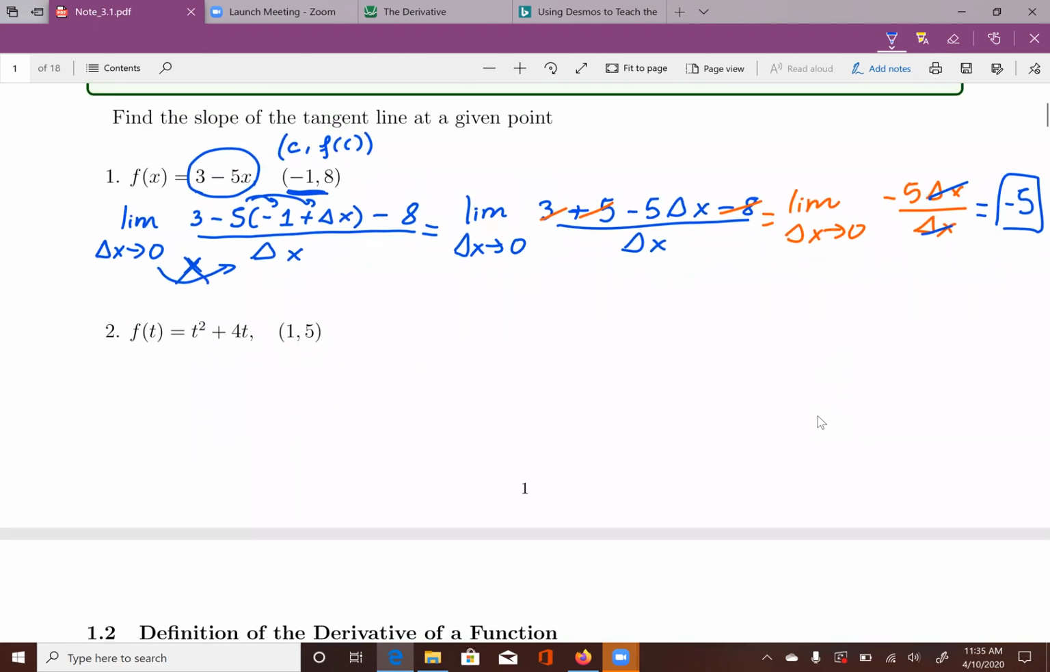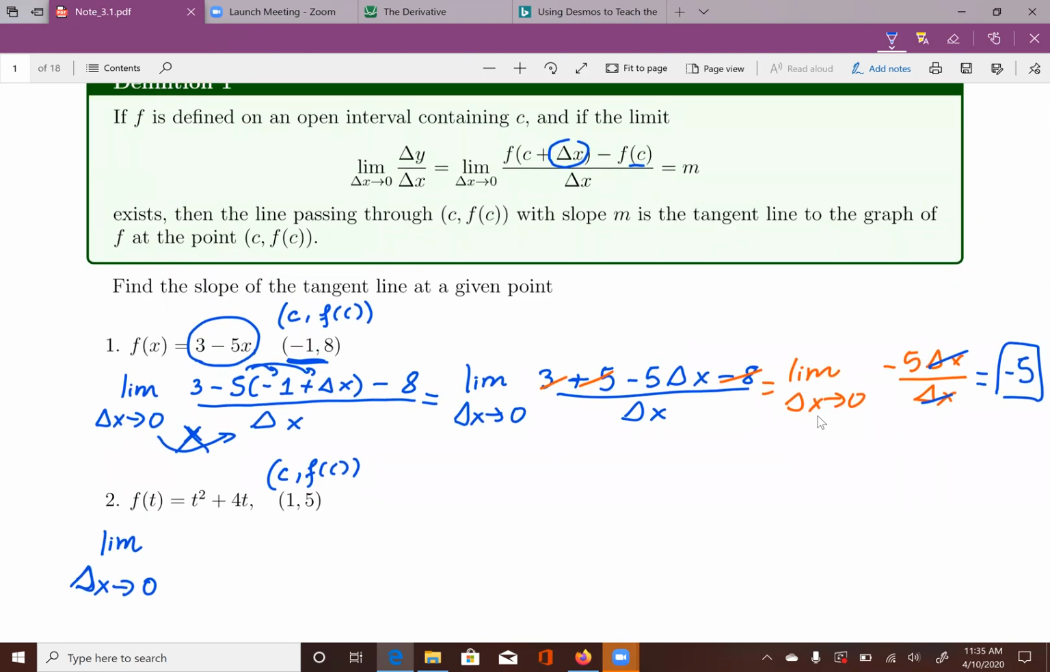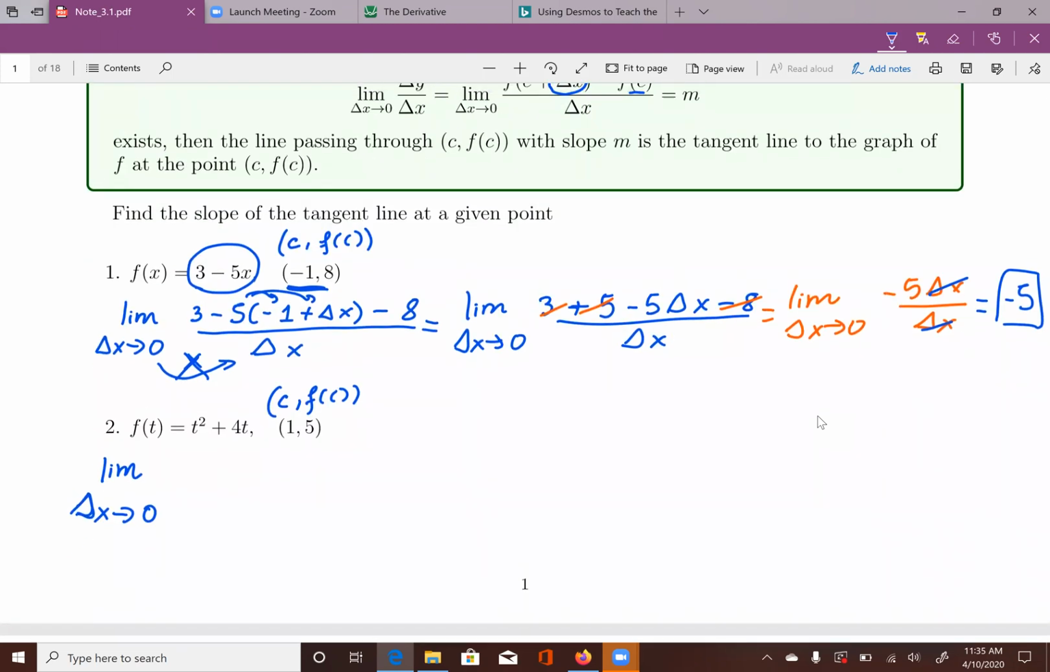Go to the next problem. Again, we identify this is c and this is f of c. Okay, and then we use the limit process. Again, you want to take delta x go to 0 of f of c plus delta x. So c plus delta x, where c is 1, so I have 1 plus delta x.